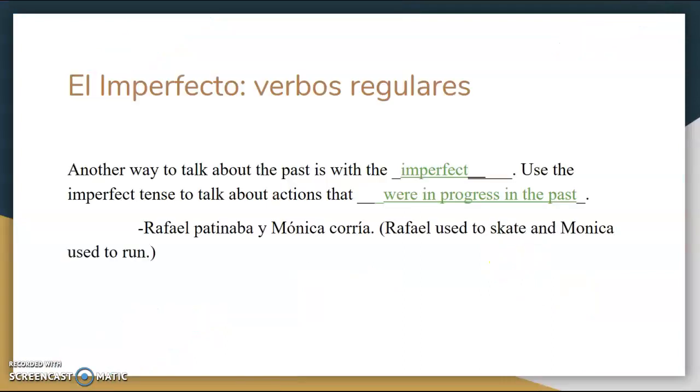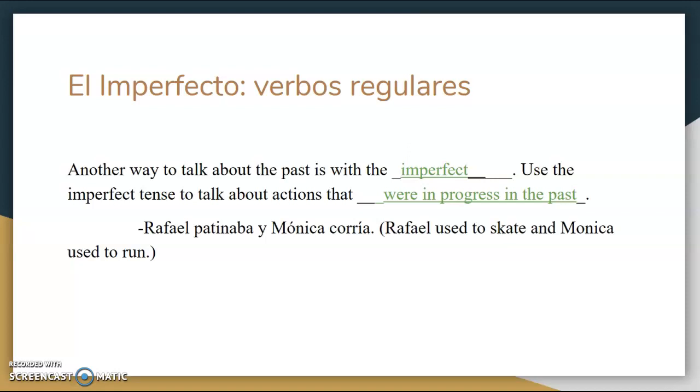Alright, so the imperfect is basically another way to talk in the past, and we use it to talk about actions that were in progress in the past. The English equivalent of the imperfect tense is saying stuff like I used to do something, like I used to go to the beach every summer. Another English equivalent is I would do something, like we would go to the beach every summer. And another good English equivalent is the ing form in the past, like we were going to the beach.